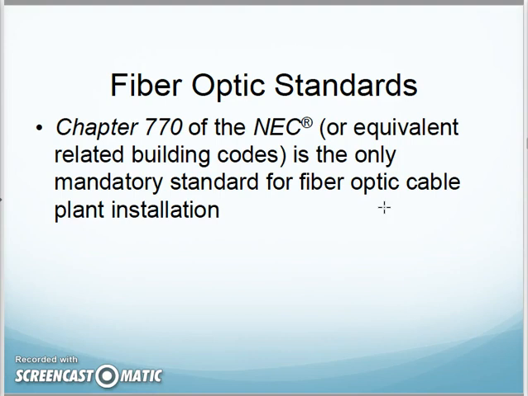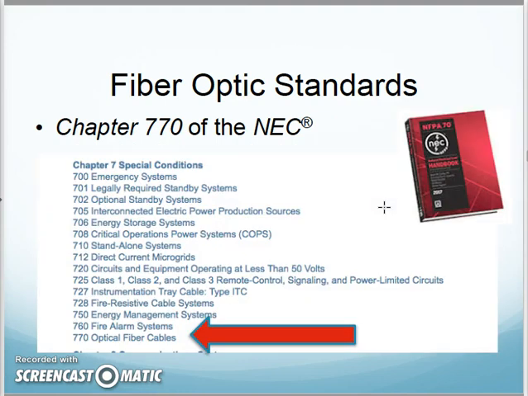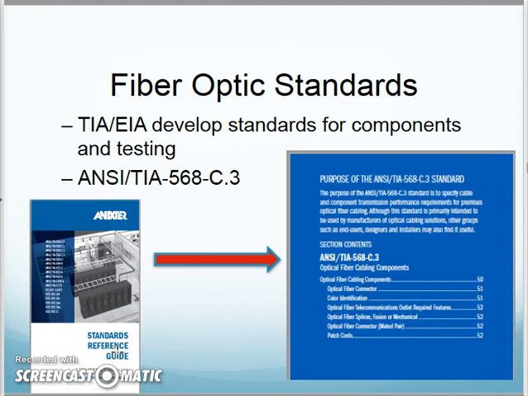All right, for fiber optic standards, we have a couple we're going to touch on, but the first one they mention is the National Electrical Code. Chapter 770 of the National Electrical Code is the only mandatory standard for fiber optic cable plant installation. So if I look at my electrical code, 770, optical fiber, we had actually talked about some of these systems earlier. That's the one dealing with fiber optic, so this will be the one dealing with electrical and fire safety, if you will. That's the only one that's mandatory for install. But there are other standards we follow.